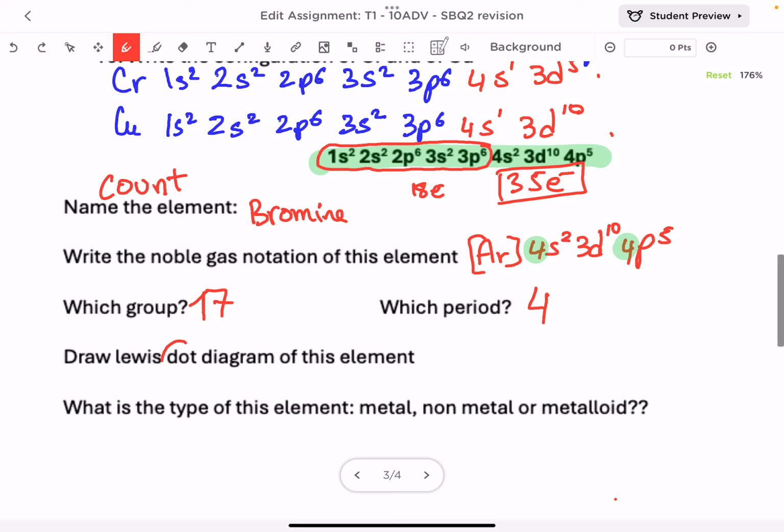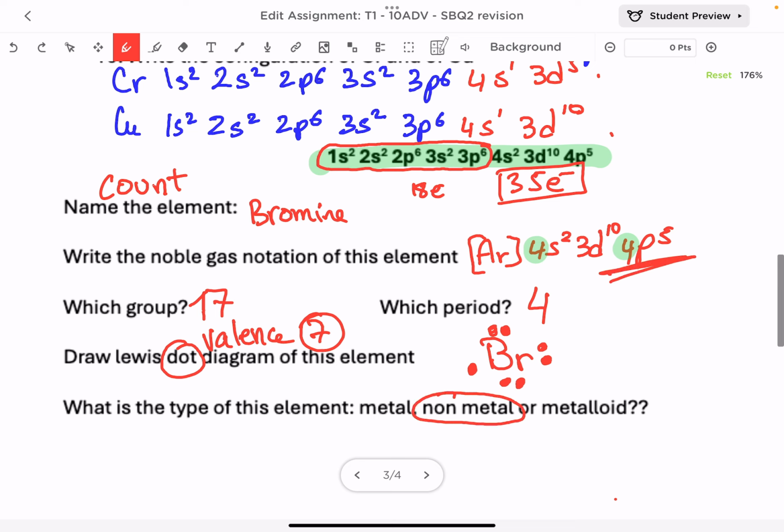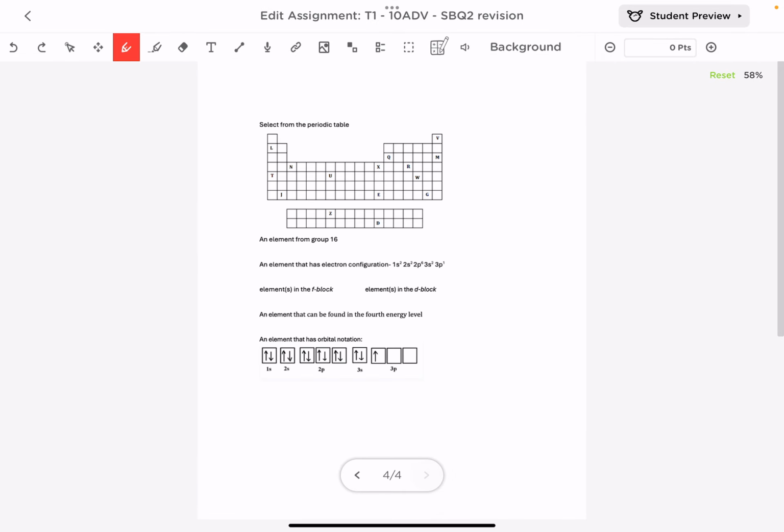Now, Lewis dot diagram. The dot represents the valence electrons. So 7 valence electrons. Now we put the symbol with 7 dots around. What is the type of this element? It's a non-metal. Being in the P block on the right side of the periodic table, it's a non-metal.